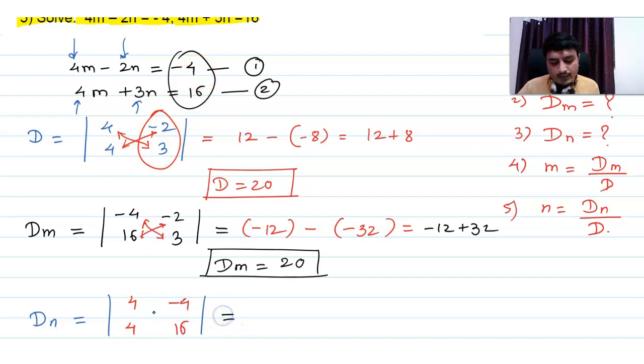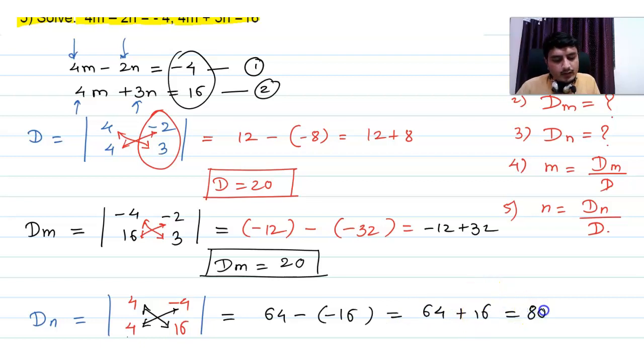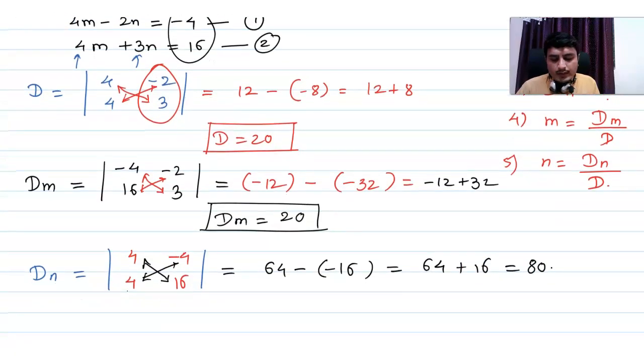Now try to simplify the determinant Dn. Principal diagonal elements are multiplication. We have 16 4s are 64, minus of other diagonal elements are multiplication. 4 4s are 16, plus minus we have a minus of 16. Now minus minus is plus, so that 64 plus 16, that is equal to 80. So to evaluate now the value of m, what shall we have to do?